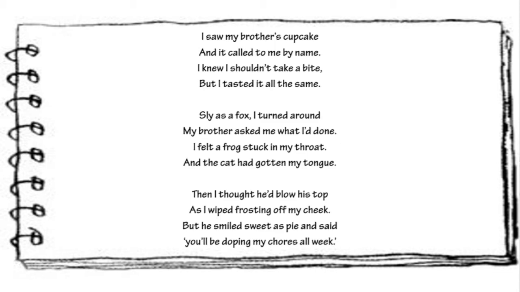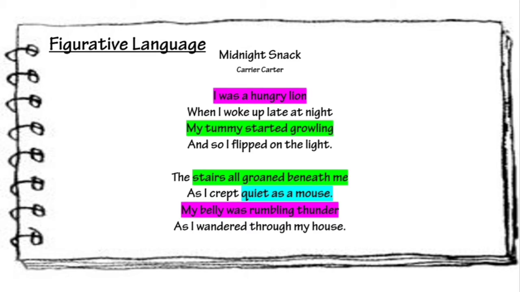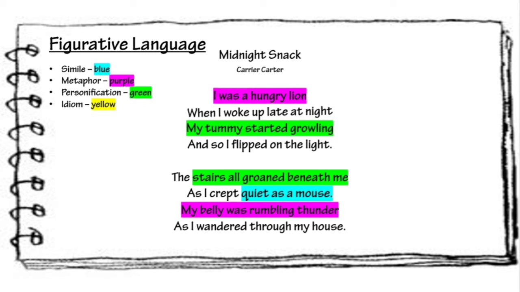So again, in this example, I highlighted the words that best describe or match the figurative devices. For simile, we have blue; metaphor, purple; personification, green; and idiom, yellow. For the metaphor, we use the words "I was a hungry lion." When I woke up late at night, personification, "my tummy started growling," and so I flipped on the light. And the stairs all groaned beneath me as I crept, simile, "quiet as a mouse." Metaphor, "my belly was rumbling thunder" as I wandered through my house.